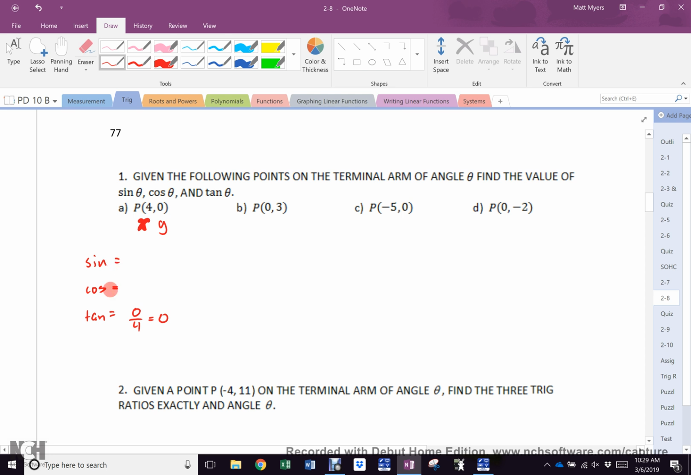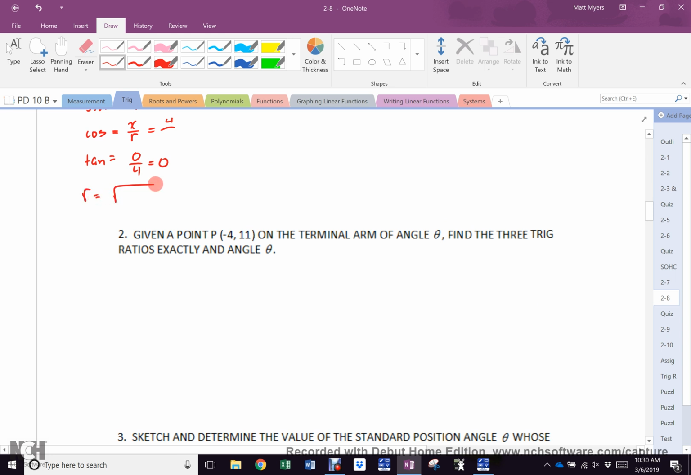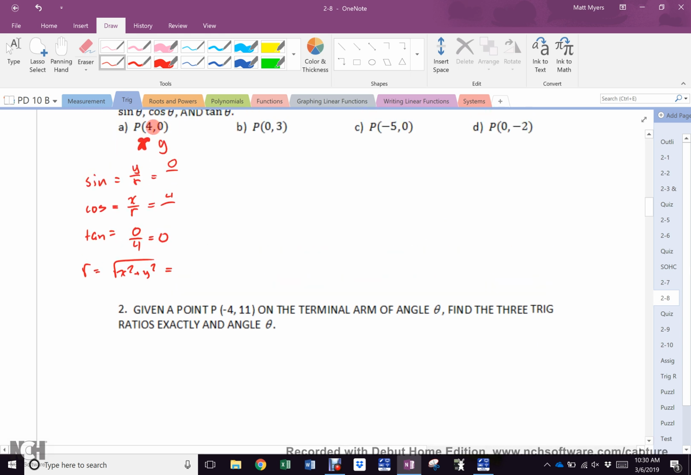Okay. Sine is y over r, and cos is x over r. Well, y is 0, x is 4. How do I find r? What is r? R equals the square root of x squared plus y squared. What is that? What is x? 4. What is 4 squared? 16. Plus, what is y? What's 0 squared? What's 16 plus 0? What's the square root of 16? So r equals 4. Easy peasy lemon squeezy, right?